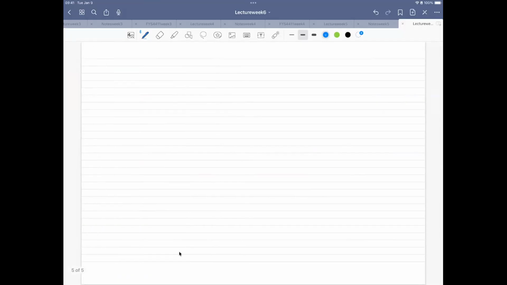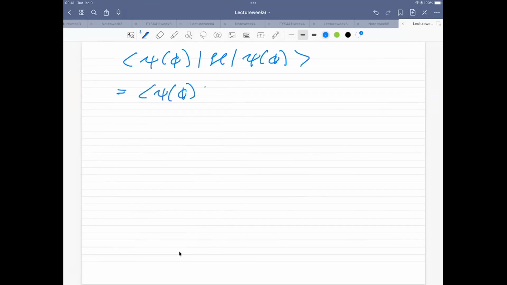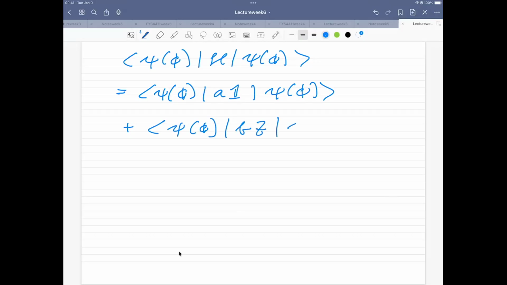A small aside before we move on is that if we now look at the expectation values of the Hamiltonian, suppose we still stick to just one angle. So what we need then is actually to measure psi of phi, and then we have this variable A times the unit matrix. So this is pretty easy to measure. But then we need psi of phi, and then we have this B times Pauli Z matrix, psi of phi plus psi of phi.